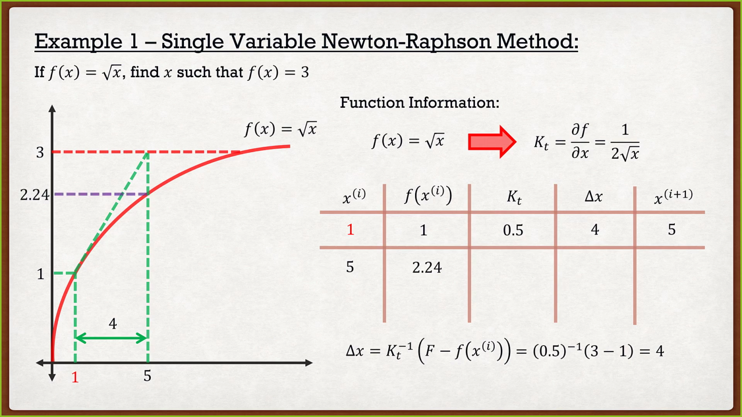Where's this 2.24 on the graph? Well, that's going to be right here. Now what we're going to do is we're going to recalculate that tangent. So again, 1 divided by 2 square root of x. But now instead of x is equal to 1, we have x is equal to 5. So kt is going to be 1 divided by 2 times the square root of 5, which is around 0.22. From here, we go back to our graph, and we're going to draw that tangent line, just like we did before, and we're going to get something like this. From here, now that we know what kt is, as well as f of x, we can figure out what our new delta x is, and it's 3.42.